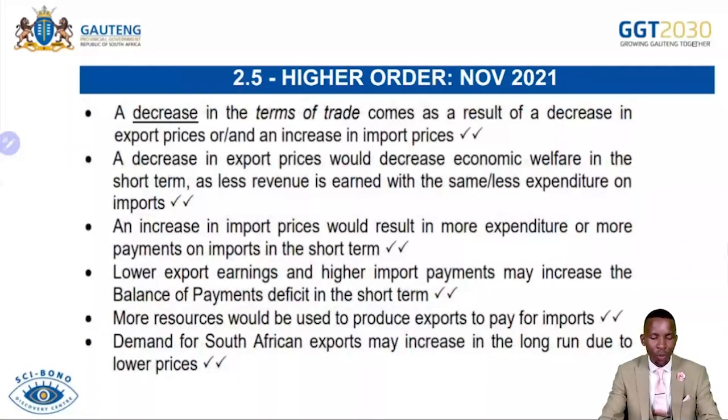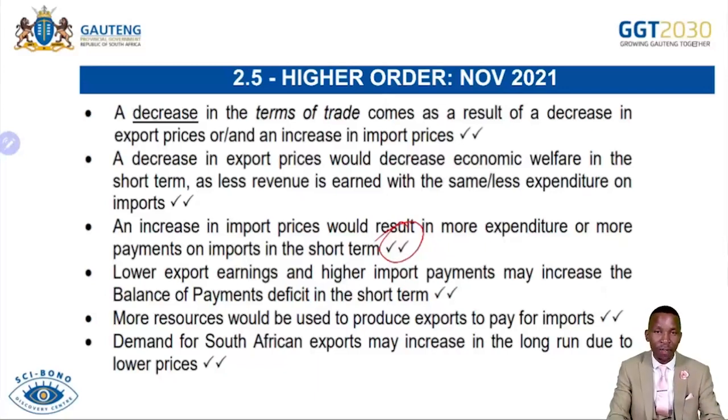And then we continue with the higher order. A decrease in terms of trade comes as a result of a decrease in export prices and an increase in import prices. A decrease in export prices would decrease economic welfare in the short term as less revenue is earned with the same or less expenditure on imports. An increase in import prices would result in more expenditure, more payment on imports. But this is only for the short term, because in the long term, South Africa may discover a certain market that can supply the same goods at a lower cost. Then they will substitute imported goods and services.